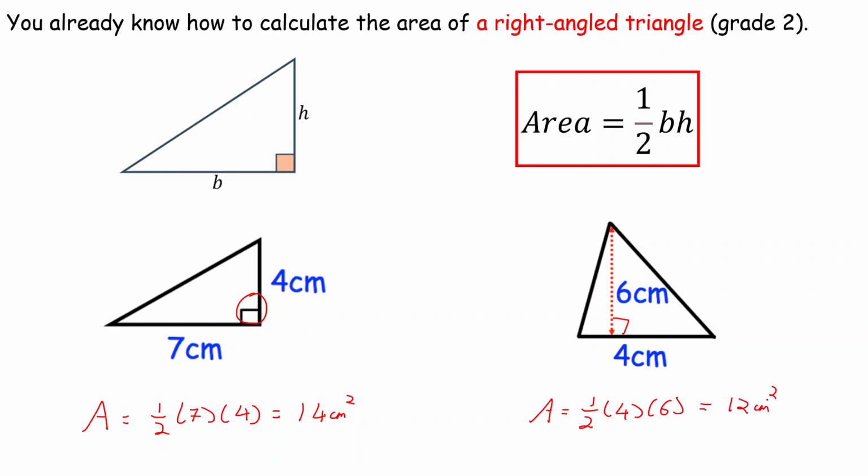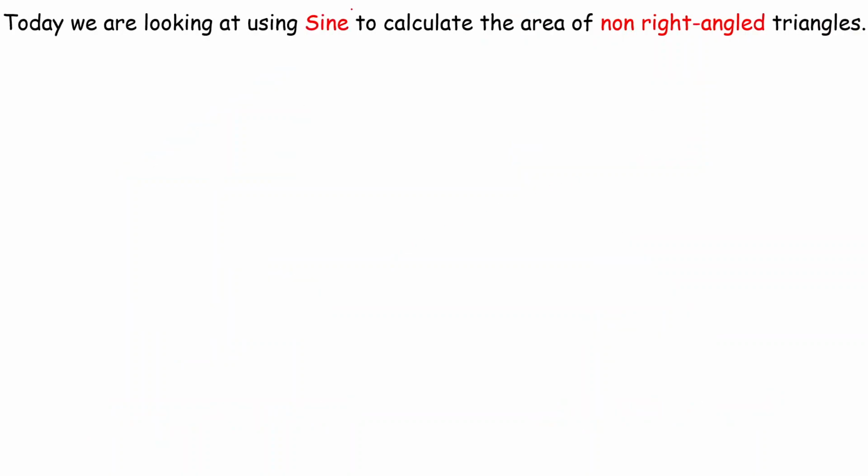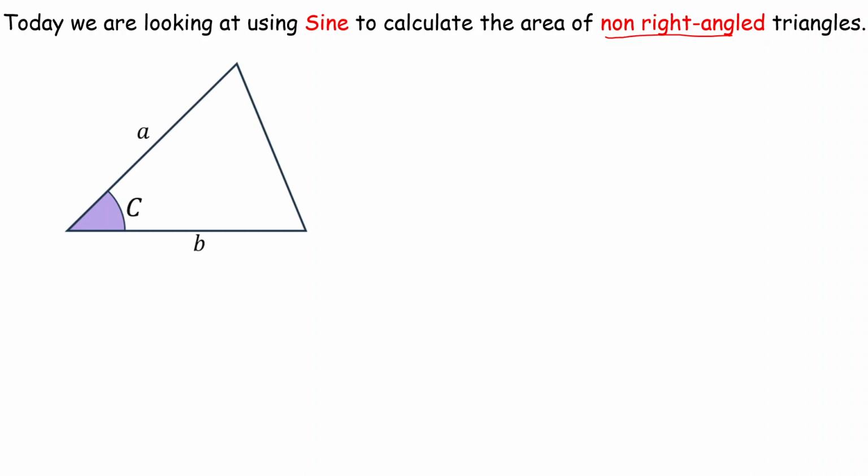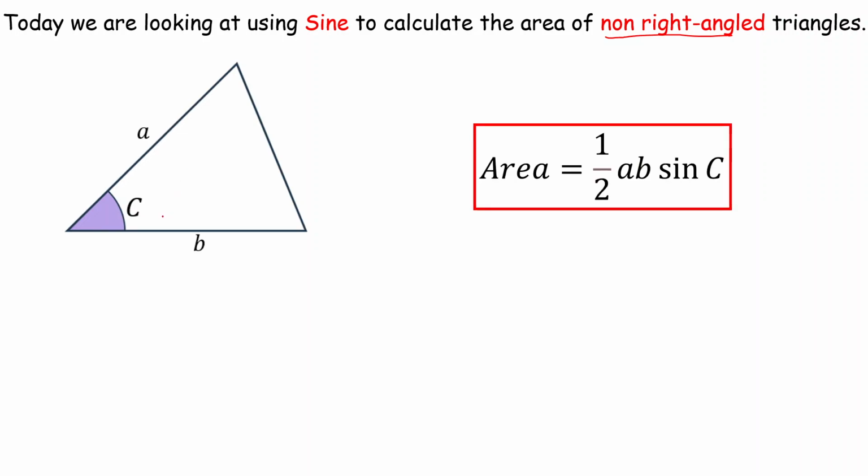So hopefully that's a really quick recap. We need to identify whether we're using the normal right angle area of a triangle, or if we're using sine to get the area of a non-right angle triangle, and that's really important. So we can use area using sine for non-right angle triangles like this here.